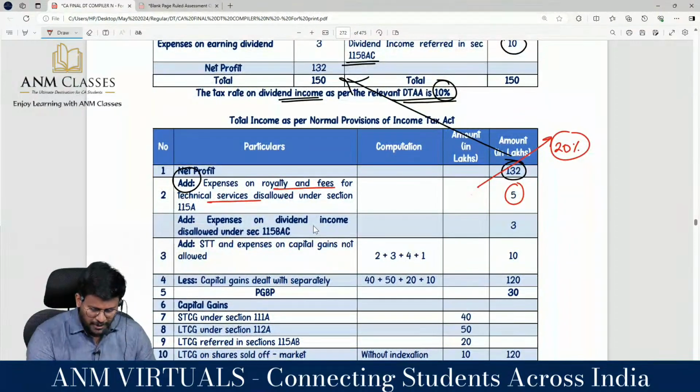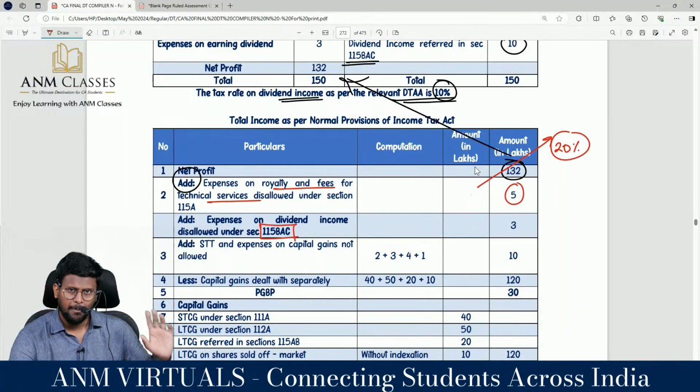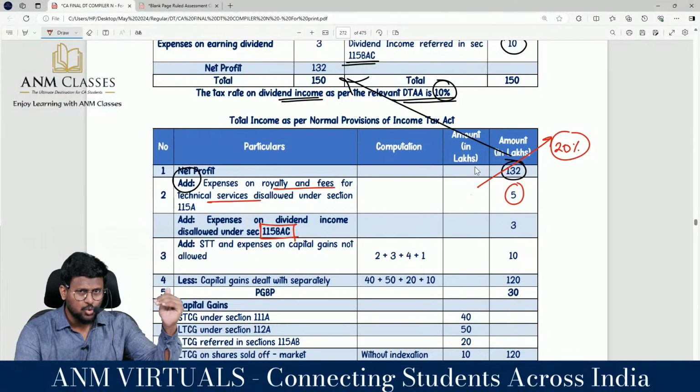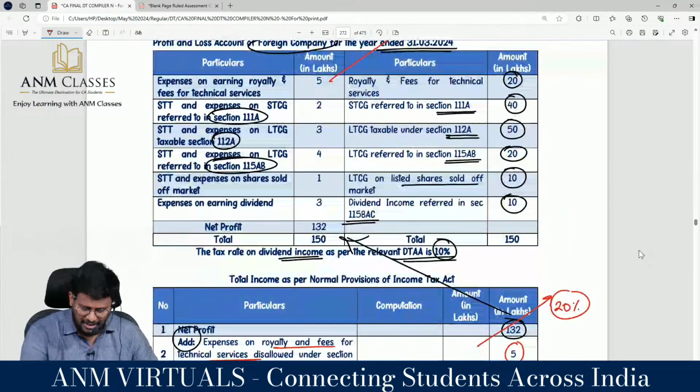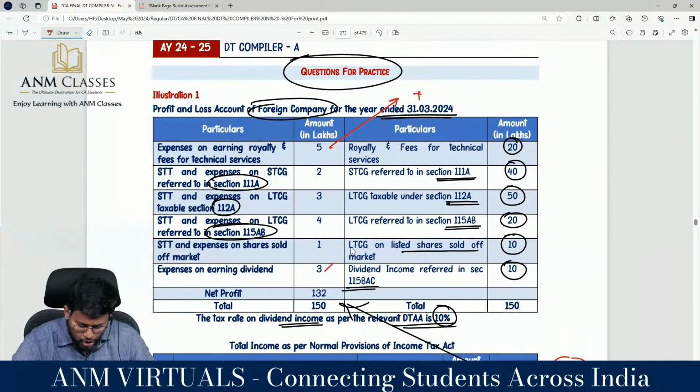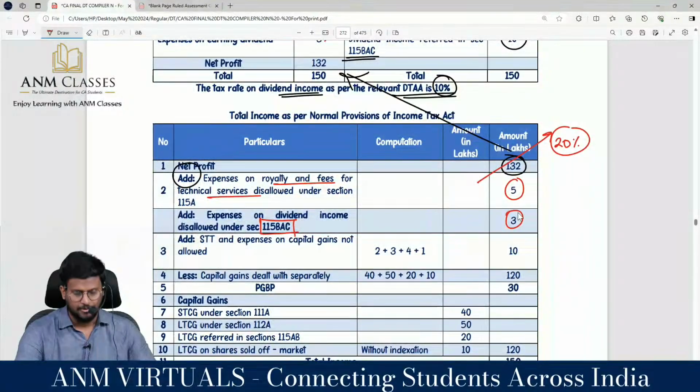Now, expense on dividend income disallowed under 115BAC. Sir, dividend is going to be taxed at a concessional rate of 10% as per DTAA, but the MAT rate is 15%. So dividend is going to be taxed at a rate less than MAT rate. So the dividend credited to P&L account should be removed, and any expenses on earning dividend, that is 3 lakh, should be added back. So this 3 lakh I am adding back.